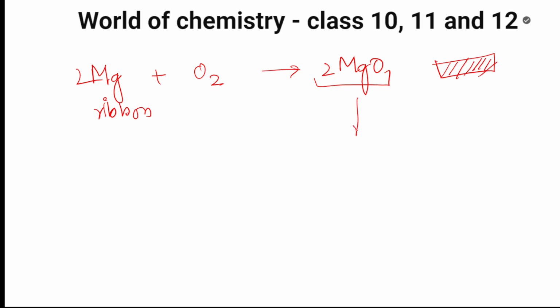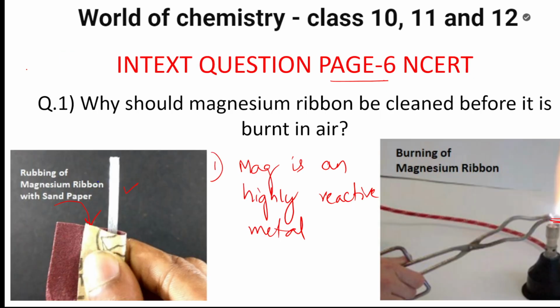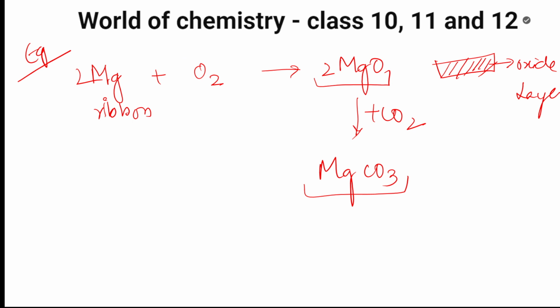And gradually during this process, this coating is the oxide layer. Now, if you leave this oxide layer further, it reacts with carbon dioxide which is there in the air, and it forms magnesium carbonate. Now what happened? If you want your magnesium to burn properly, you will write this example. You will write first this point: magnesium is a highly reactive metal. Then you will write what forms.